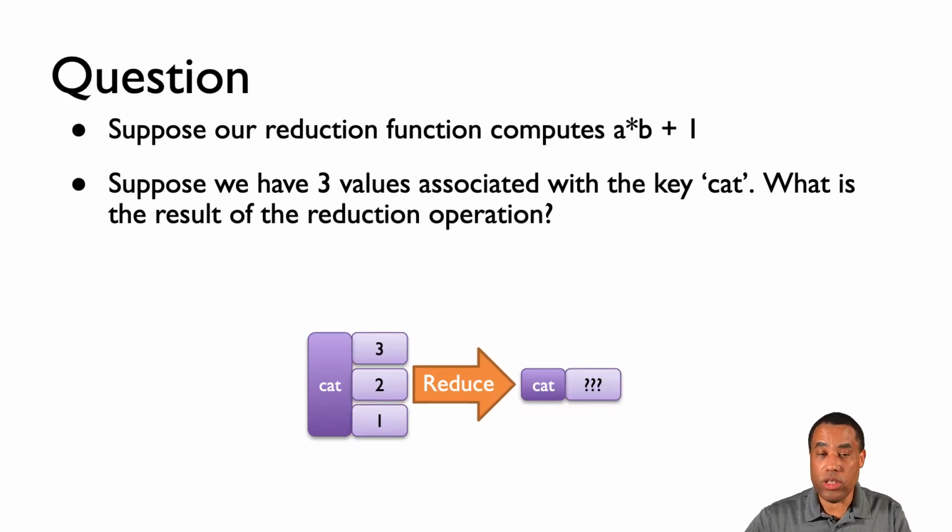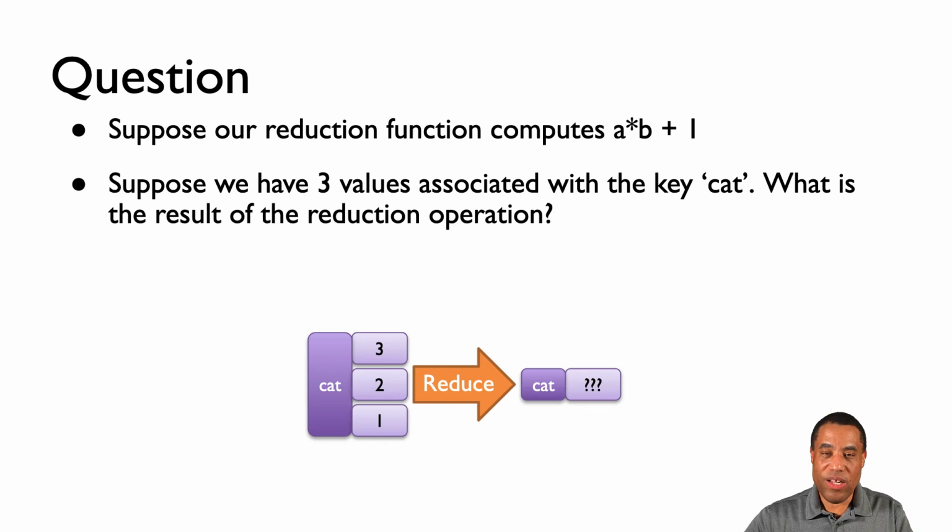So here's a question. Suppose that our reduction function computes the following: A times B plus 1. Now, let's say we have the key cat, and it has three values, 3, 2, and 1. What's going to be the result of this reduction operation? Think about it for a moment. Try writing it out.